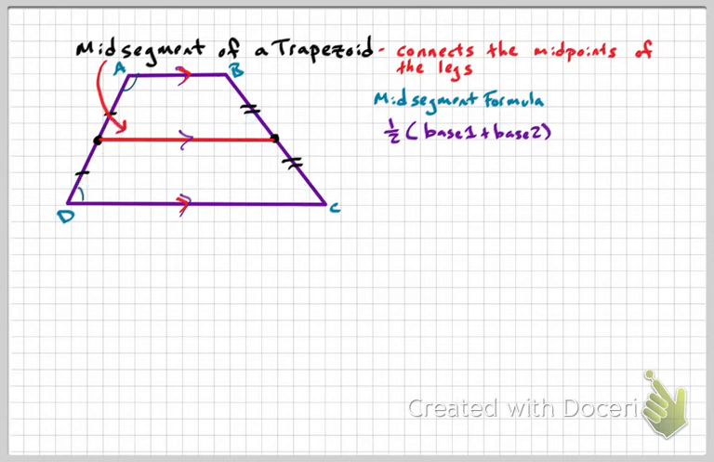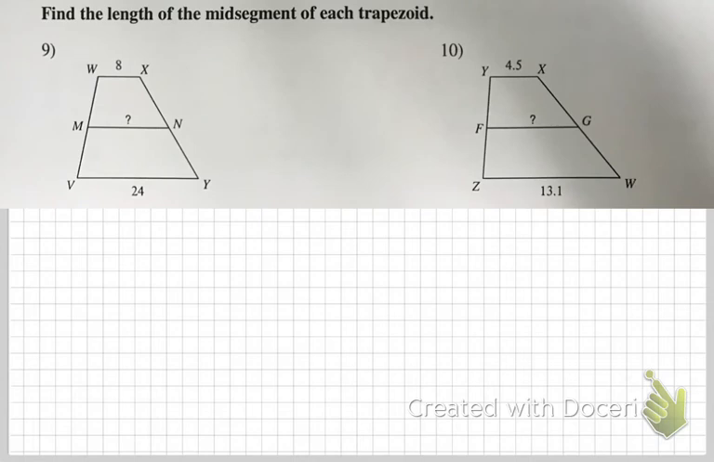All right. Just something to point out. All right, so let's just do a couple problems that are mid-segment examples. So we're trying to find the mid-segment of this. Now I know MN is equal to 1/2 times base 1 plus base 2. So the length of MN equals 1/2 base 1 plus base 2. So then MN equals 1/2 of 32. Half of 32 is 16.